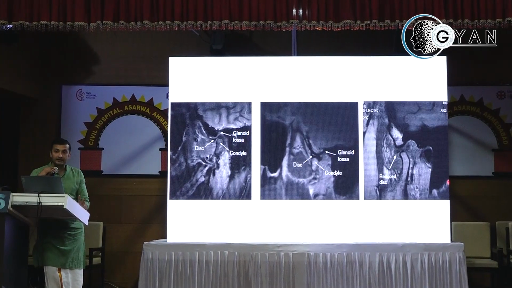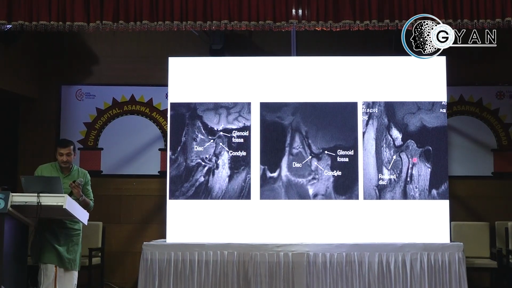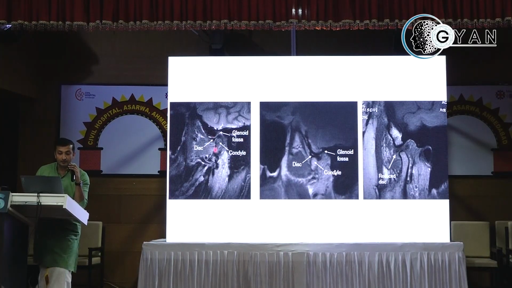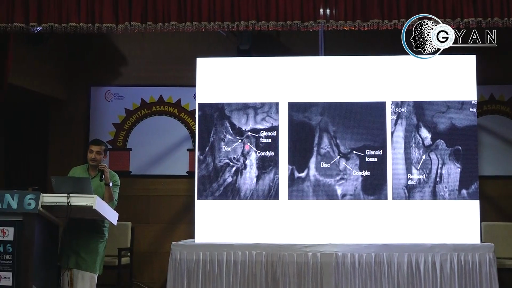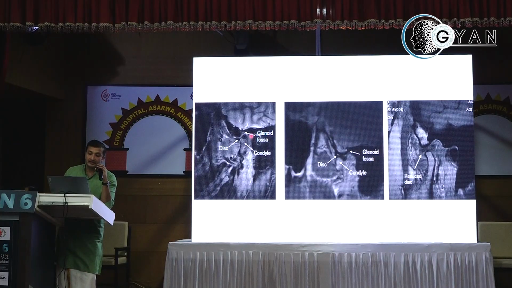So this is the MRI in which you can identify the disc, and this is a classic example wherein the normal position of the disc, which is on top of the condyle, the posterior band is at the 12 o'clock of the condylar head. You can see the glenoid fossa here. The disc is like a bow tie, okay, and this is your condyle.